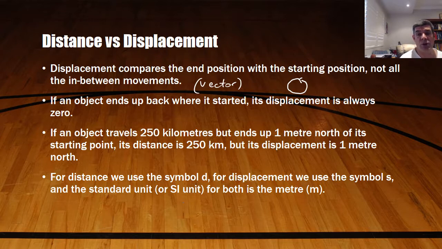If an object travels 250 kilometers in total, but only ends up 1 meter north of its original starting position, its distance is 250 kilometers, but its displacement is 1 meter north. And this direction is very important when we're talking about vector quantities. The symbol for distance is d, which probably makes sense. The symbol for displacement is s, and it probably makes less sense, especially when we're going to be talking about speed. But the standard or SI units for both is the meter.